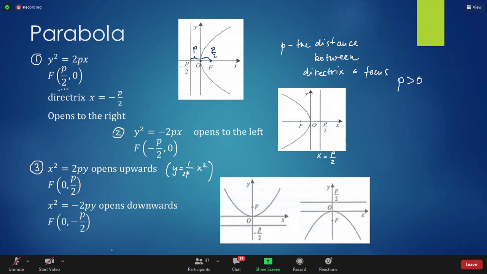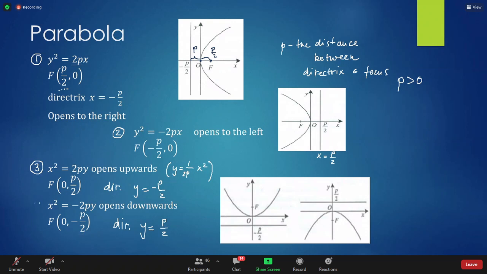And in this case, I should write down the directrix. The directrix is, in this case, horizontal. So the directrix would be y is negative p half. And in this case, the directrix is y equals positive p half, if the focus is on the negative y-axis. And last time I also mentioned, so this is number 4.